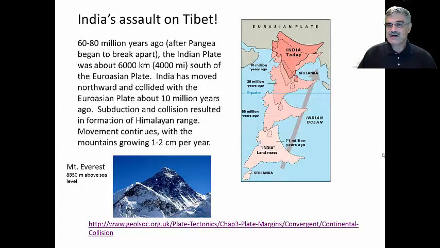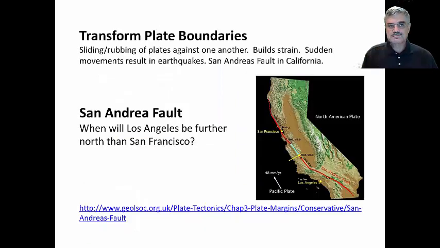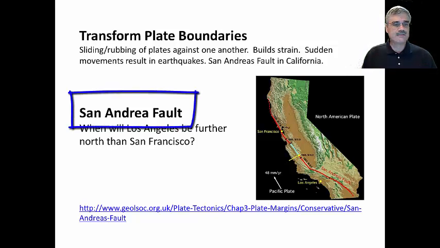Okay, so that is obviously a dramatic consequence of the interaction between plates. Another example of the interaction between plates is what we call transform boundaries. Again, remember that's the sliding of one tectonic plate by another and the rubbing of these plates, which build strain, which can then be released as earthquakes.